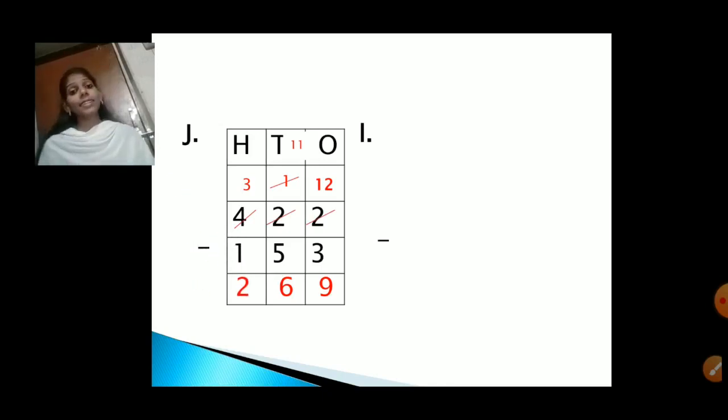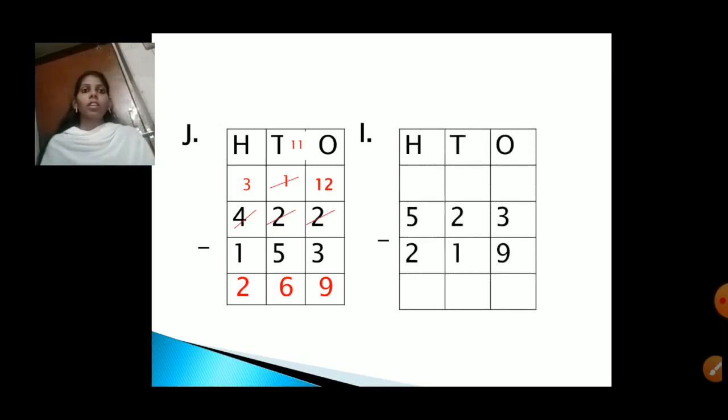So 269 is the difference between the number 422 and the number 153. Okay, now we will solve L. Here you have to subtract 523 minus 219. So we'll start the subtraction from the ones place.